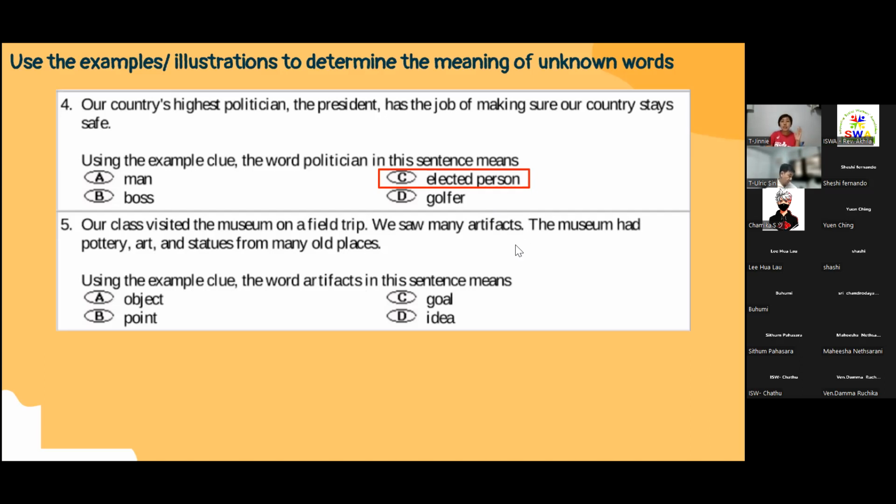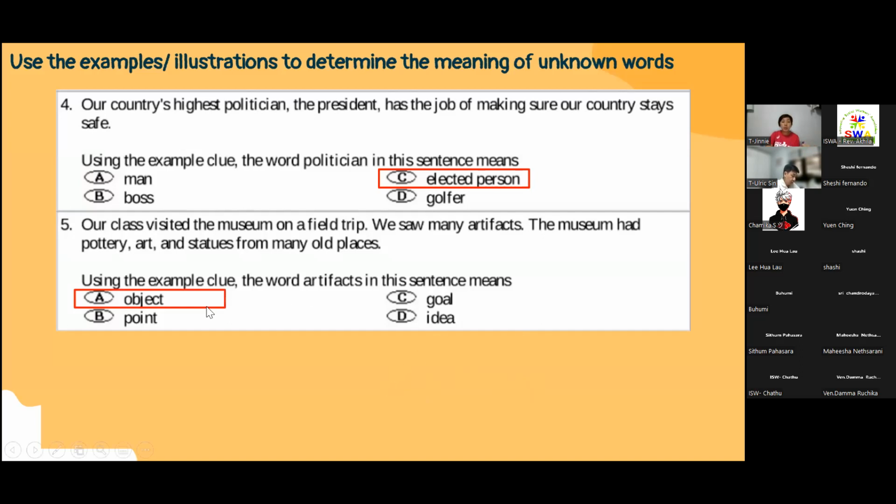We're using examples. And where are our examples? Our examples are these: pottery, art, and statues. So using pottery, art, and statues, what do you think artifacts means? Shashi says object. Does anyone have a different answer? The nunnery said yes, object. Very good. The answer is object.